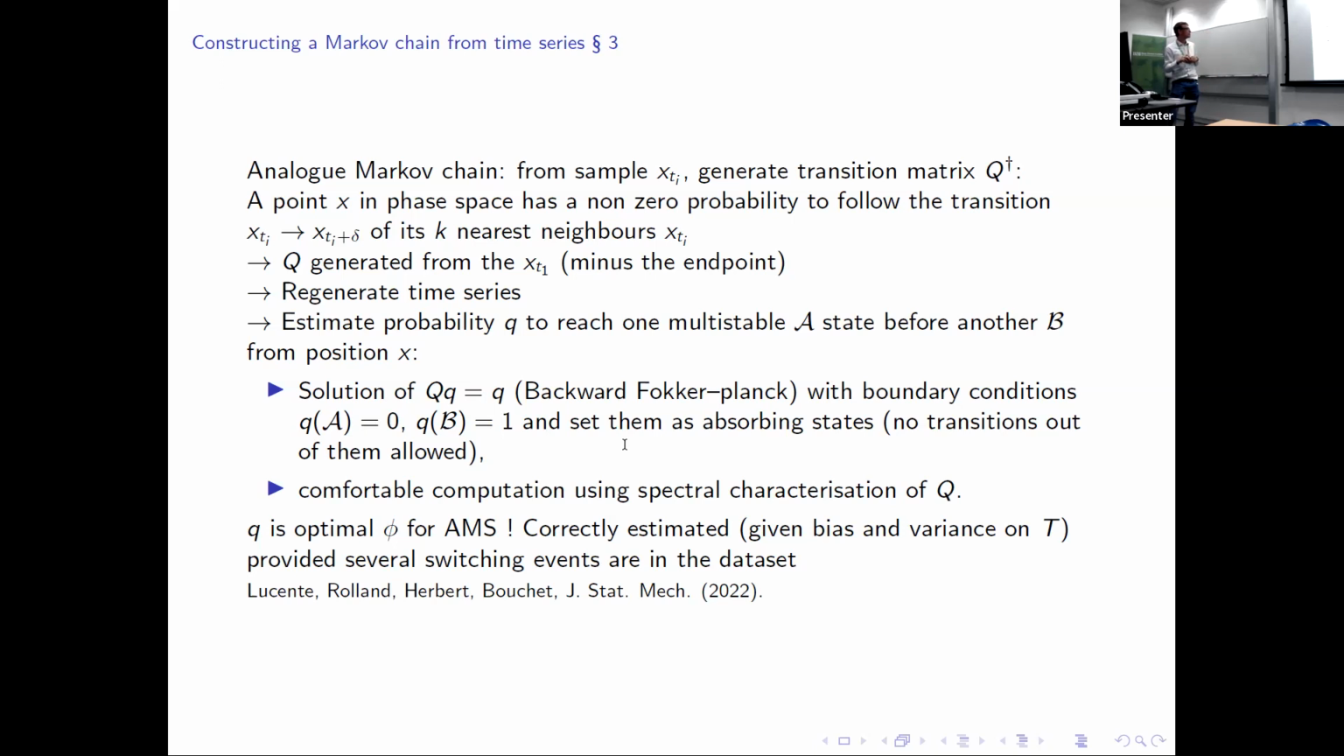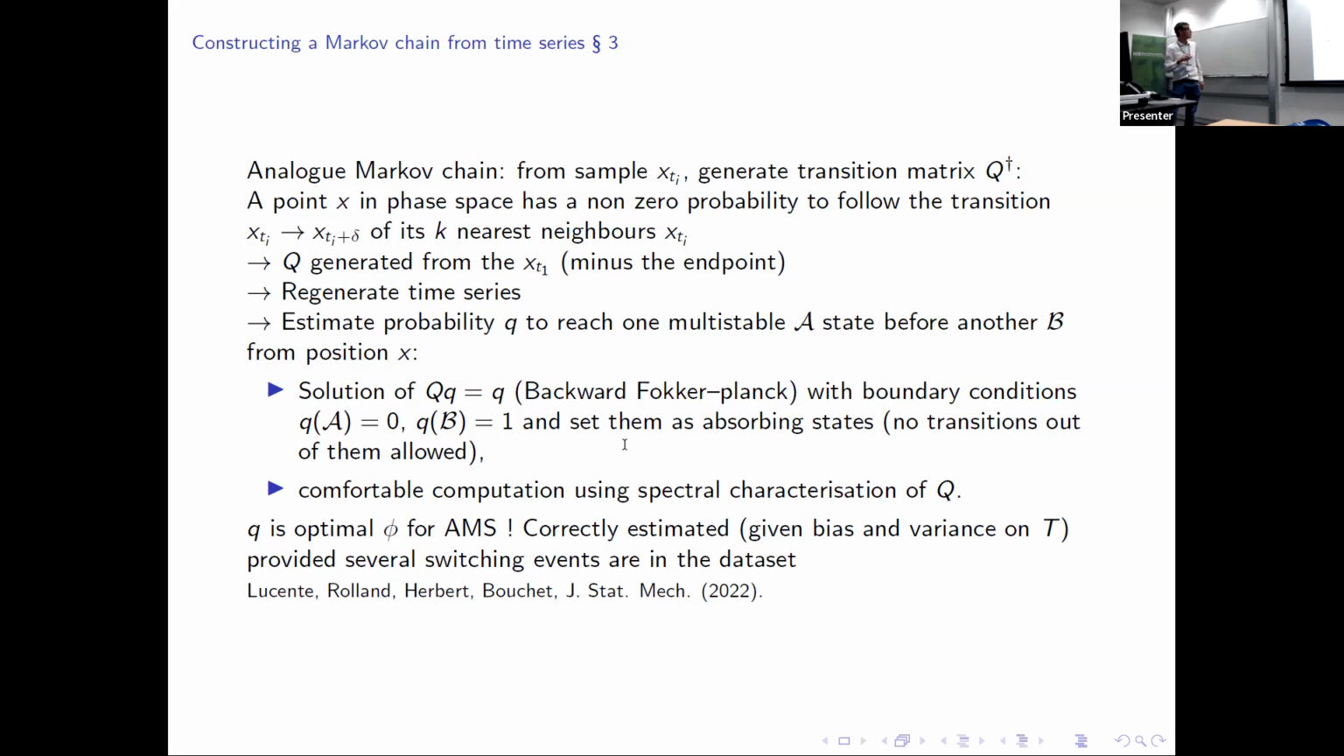So from this transition matrix, you can regenerate new time series, and this has been done by Dario Vicente in his PhD, to then basically from a short time series, generate a transition matrix, and then resample to estimate rare events.